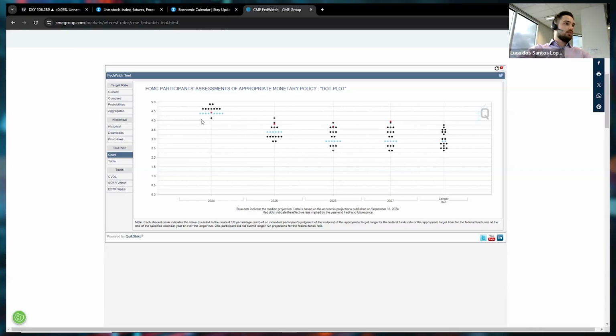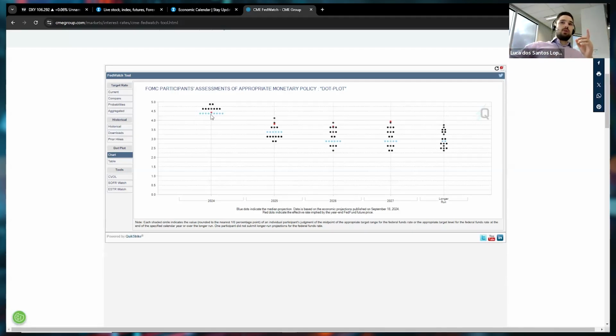The blue dotted lines, where you can see the blue dots with the red dot, is where we have the majority of the FOMC participants' assessments of the appropriate monetary policy. And that's what we call the dot plot. Okay, very simple, just trying to explain.